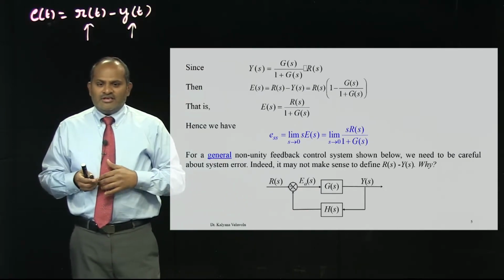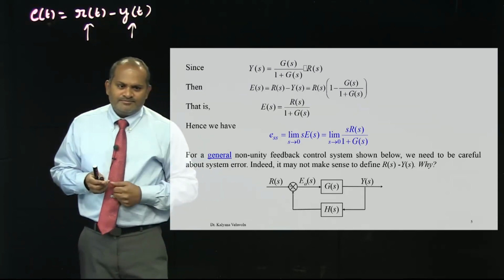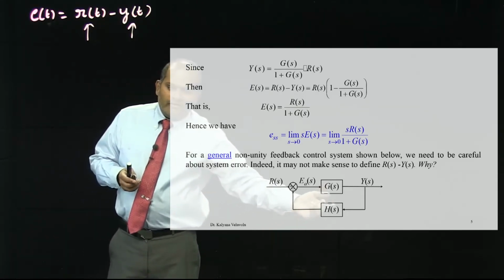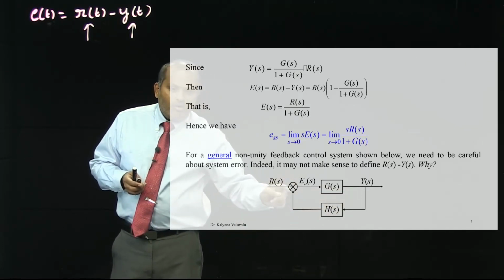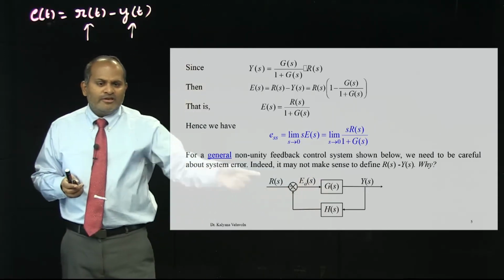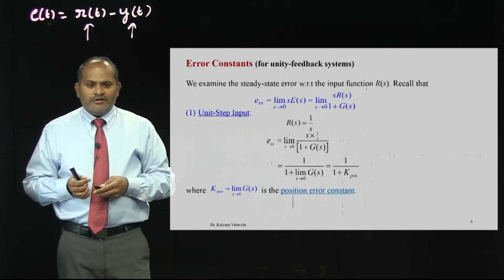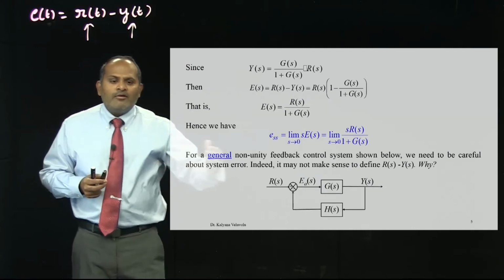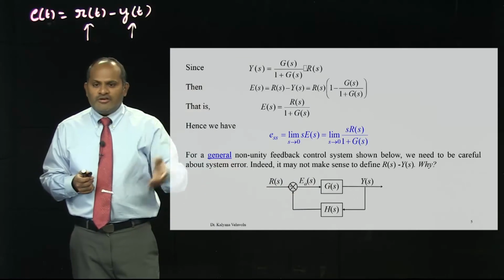Suppose you want to do error analysis for non-unity feedback systems. For non-unity feedback systems, your error term will be R of s minus H into Y of s. So, you can't really analyze the difference between reference and output for a non-unity feedback system. When you have a non-unity feedback system, we have to convert it into a unity feedback system.